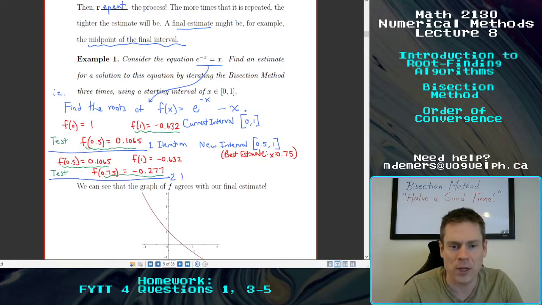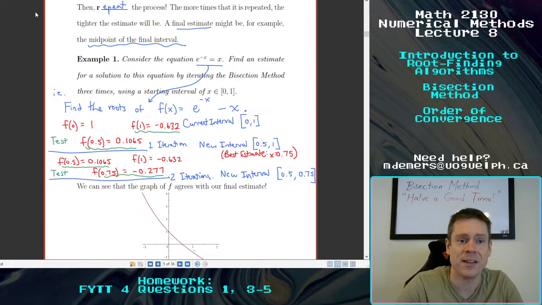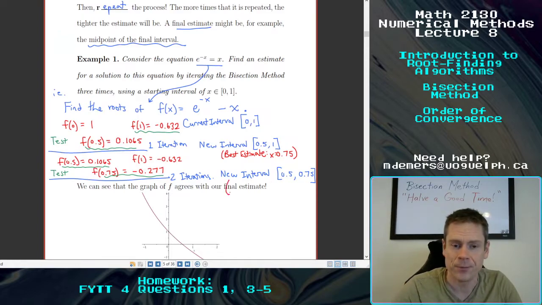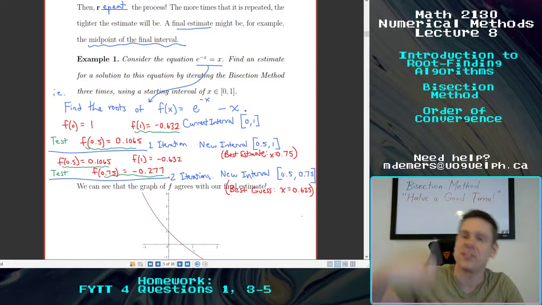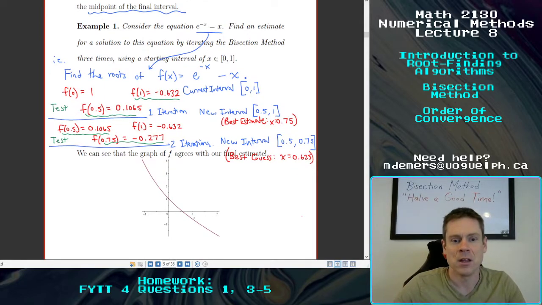So that's 2 iterations now. Our new interval is 0.5 to 0.75. And our current best guess at what the root is going to be is x equals halfway between the two, 0.625. Although you could, again, as I said, choose anything within that interval, but for simplicity, we'll choose the midpoint of the last interval as our best guess.